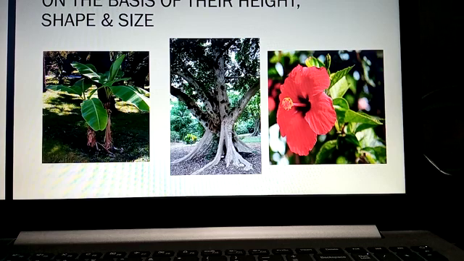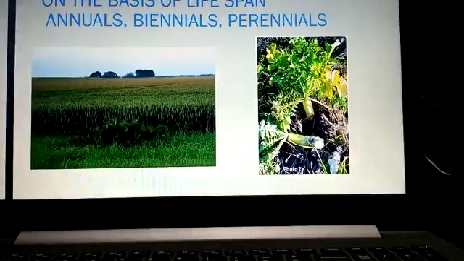Okay children. So examples of the herbs are tulsi, then even banana. Banana is also an example of a herb. Tomato, mint. Examples of trees: mango, neem, guava, then papaya. Yes, so all these are examples of the trees. Then coming to the shrubs, examples are China rose, mehendi, bougainvillea, etc. Right? Now coming to the second classification, that is classification of the plants on the basis of their lifespan.